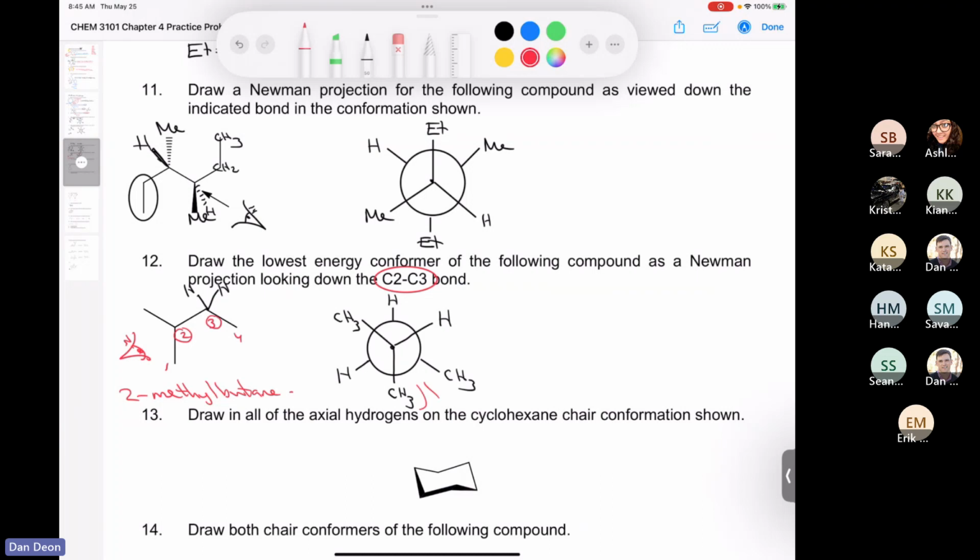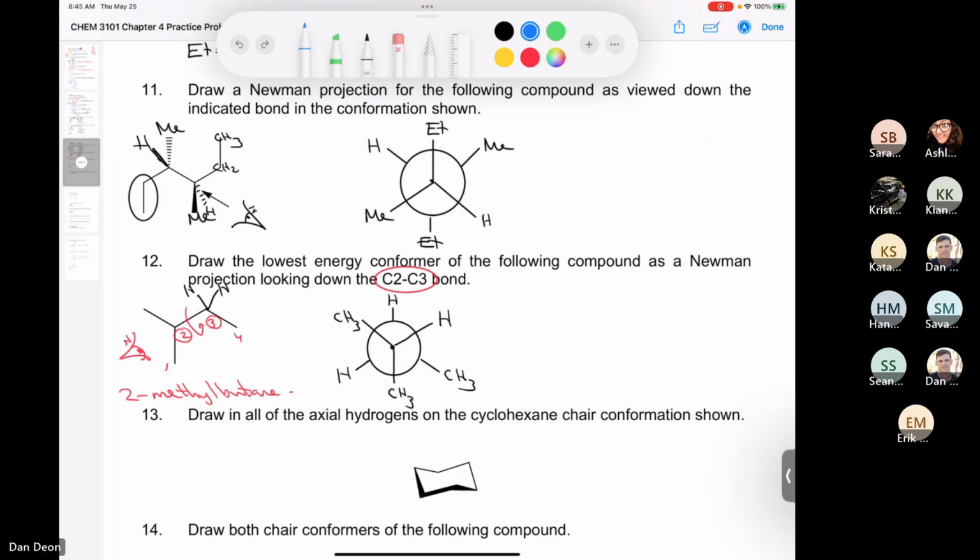It wouldn't matter. Let's say you said, well, I'm going to rotate this bond, and I'm going to put this methyl group up here. Well, you're still going to have a gauche interaction here. And so this would be the lowest energy conformer of this molecule, right? A staggered conformation. If it was eclipsed, that would definitely be higher in energy.